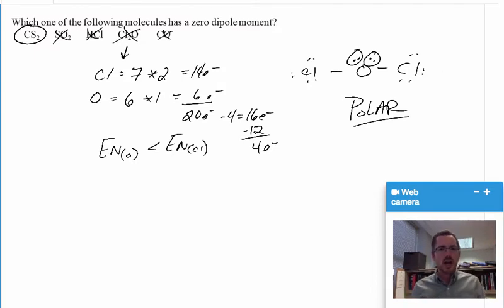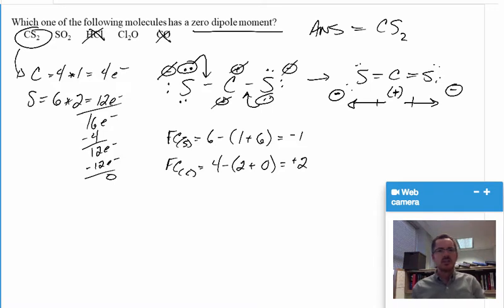Just to recap why CS2 is our answer. CS2 is our answer because when you first set up your initial Lewis structure, you have the single bond with the carbon and the sulfur. You make the double bonds, and even though the carbon-sulfur bond is going to be polar, you have the same exact polar bond on the left-hand side as you do on the right-hand side. So those arrows essentially cancel each other out, leaving you with an overall net zero dipole moment of the molecule.